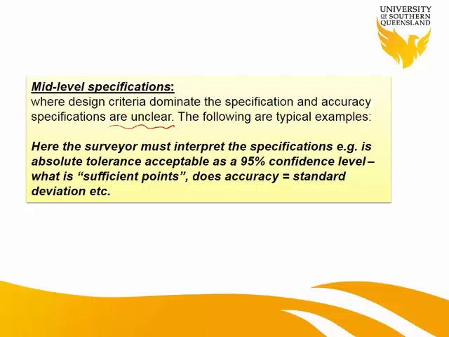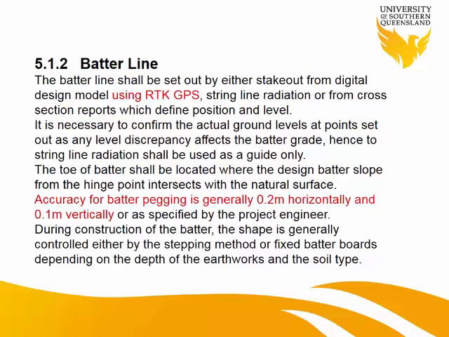Let's have a look at some of the unclear ones. For example, this one is the specification for setting out the batter line using RTK GPS. If you read through, I'm not going to read it, obviously you can read it yourself, but I highlighted the part I want to show you. If you look at the red area, it says the accuracy of batter pegging is generally 0.2 meter horizontally and 0.1 meter vertically. When it says the accuracy of batter is 0.2, 0.1, what is the confidence interval for it? Are we talking about 68% or 95%?